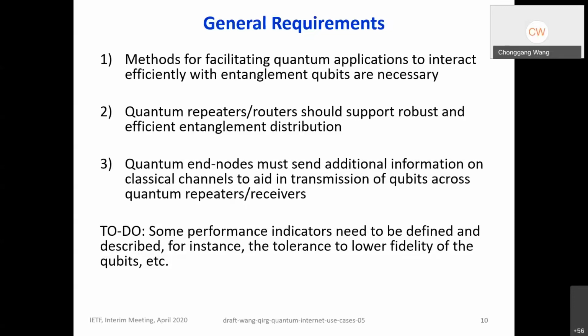Actually, this requirement, I guess, by hearing several simulator presentations, is also reflected in the current simulators, kind of an API between the applications and the lower-layer quantum layers. The second requirement is more like the quantum repeaters and the routers should support robust and efficient entanglement distribution.